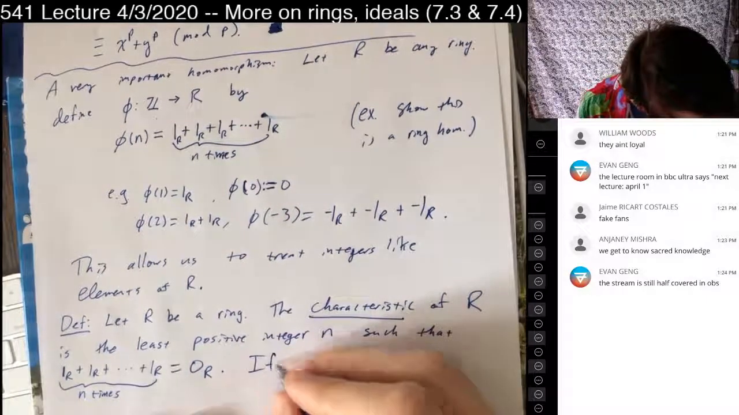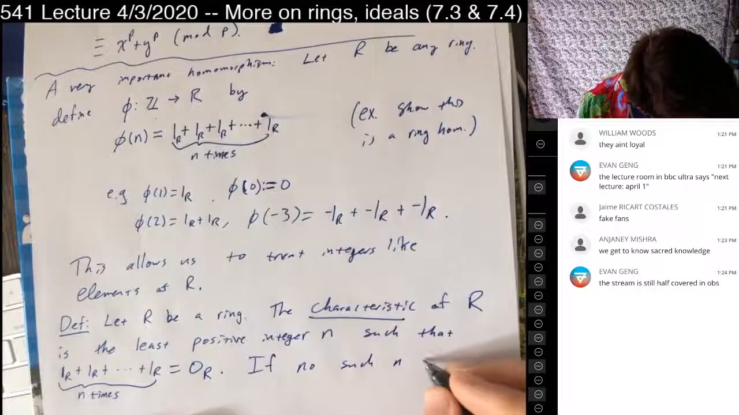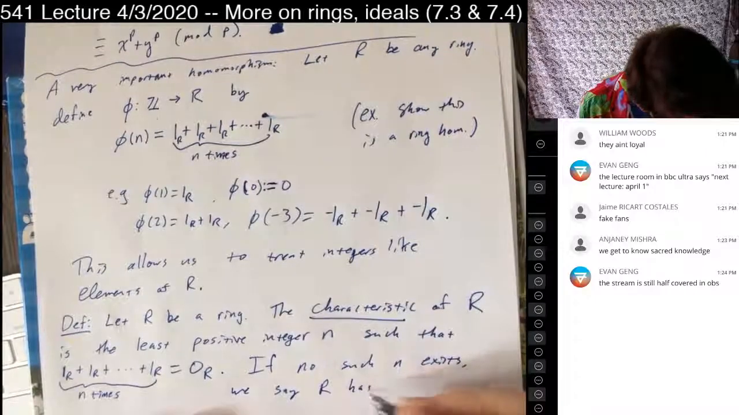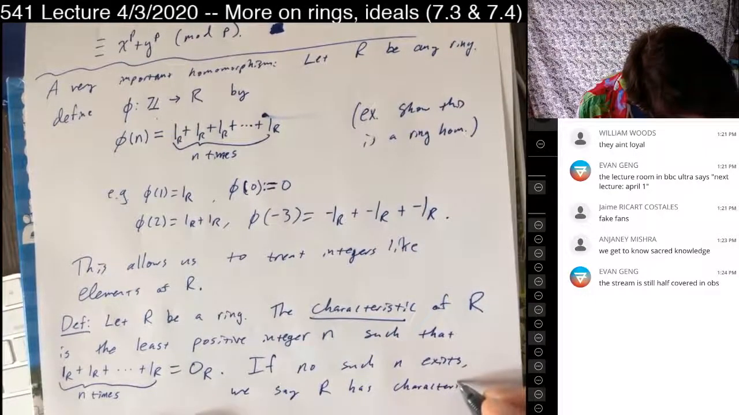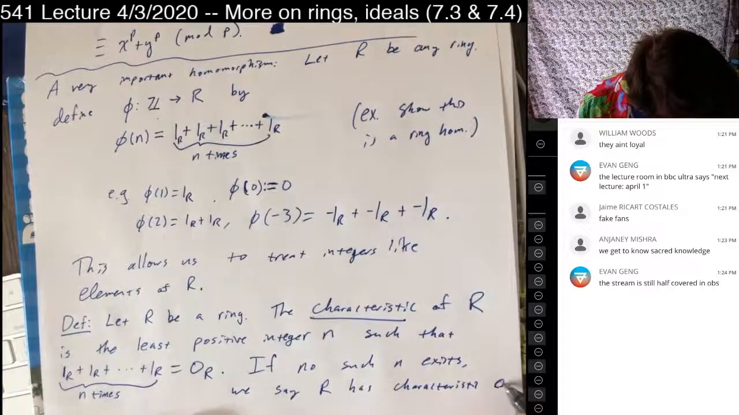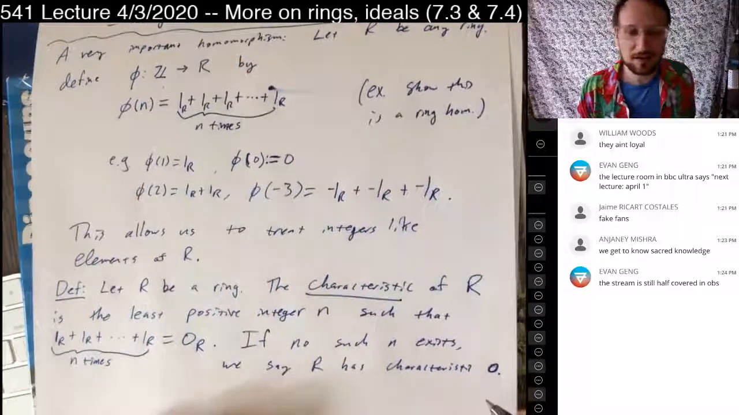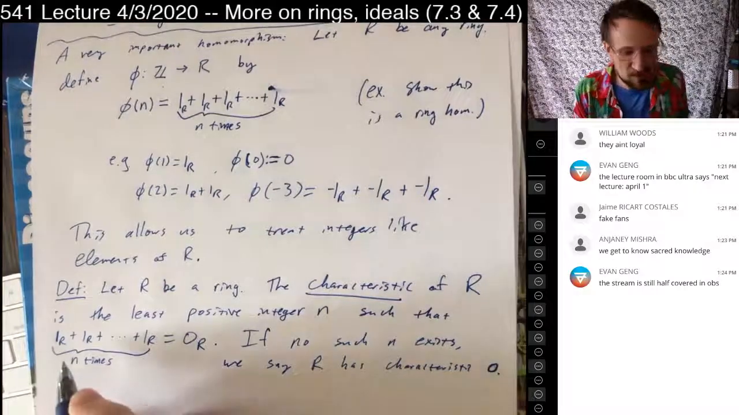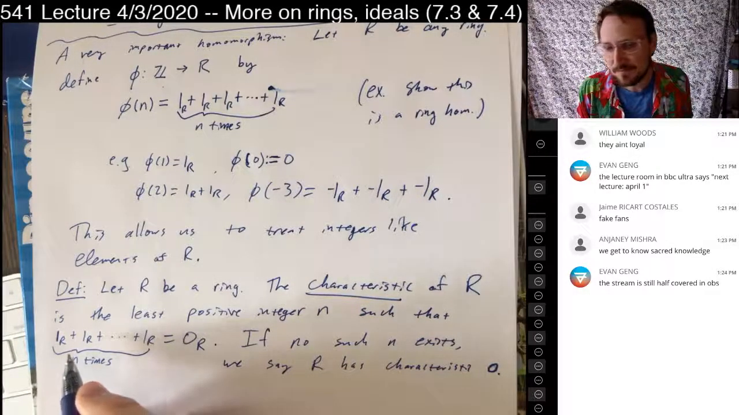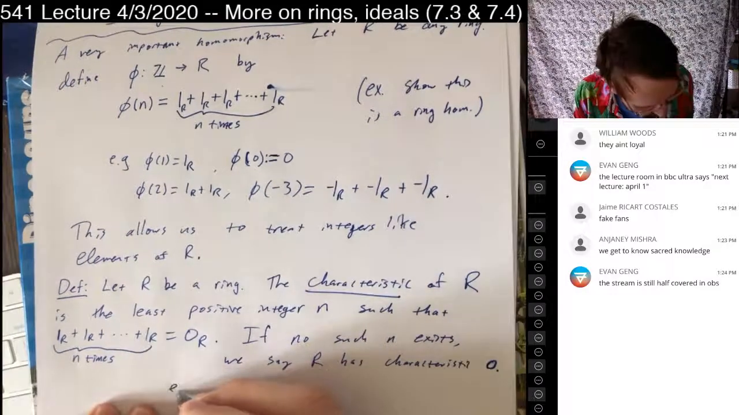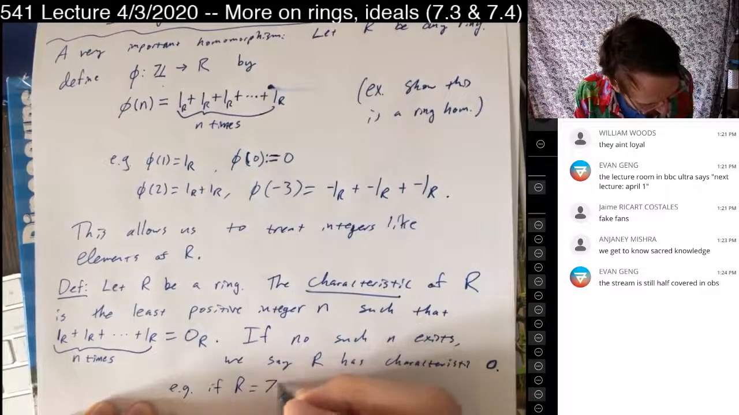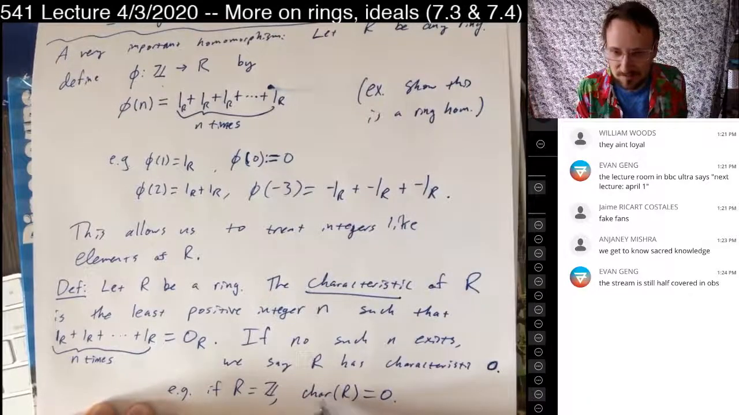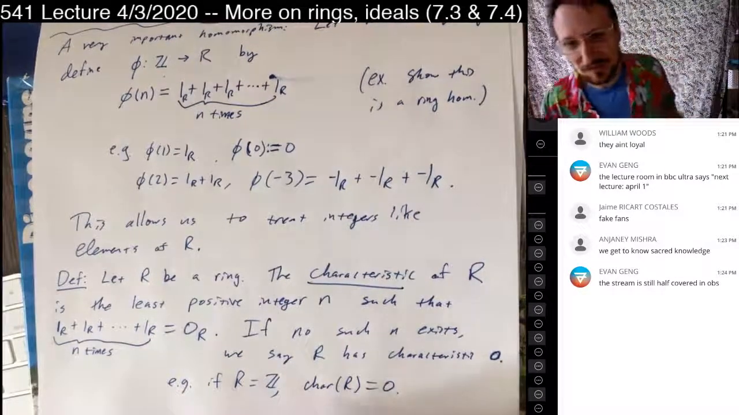And if no such n exists, we say R has characteristic zero. You might think that you would say infinity, and that it would make more sense to call that infinity. So for example, if R is Z, the characteristic of R is zero. This is the notation char for characteristic.